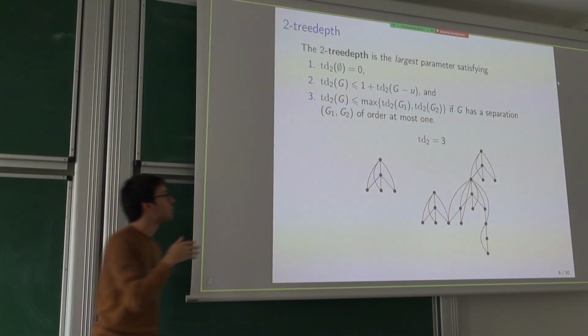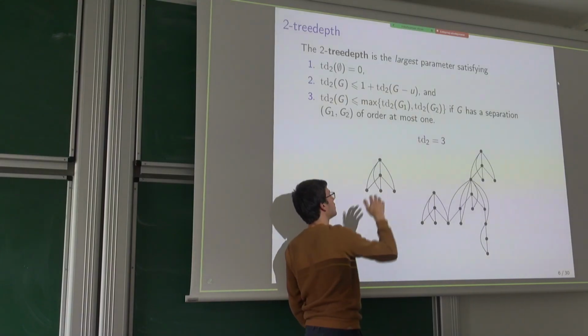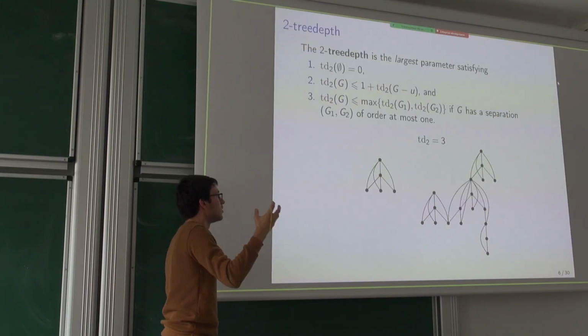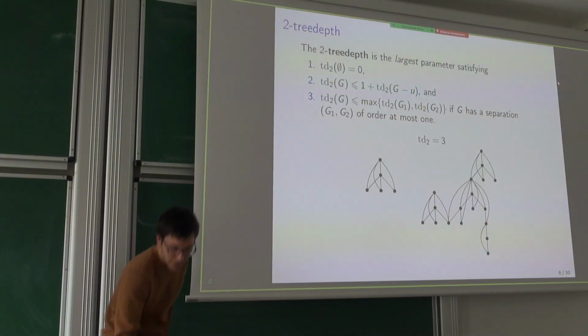And so this is graphs of 2-treedepth equal to 3, and then you continue for graphs of 2-treedepth equal to 4, you add the vertex on top of it, and you consider every graph where a block is one vertex plus something like this, etc., etc. Okay.